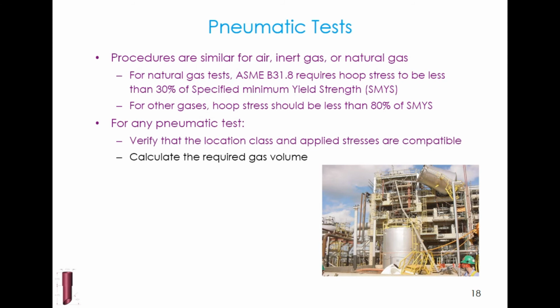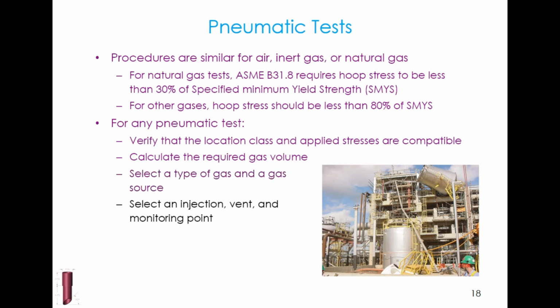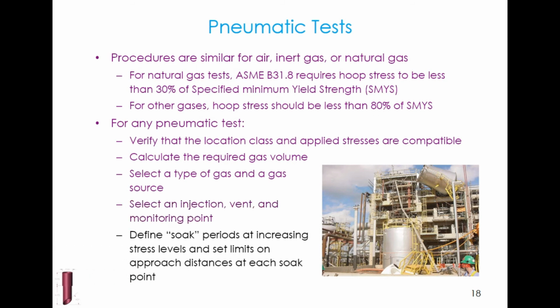You want to calculate the required gas volume, select a type of gas and a gas source. You're going to bring in an air compressor, you're going to bring gas off of another natural gas line, or you're going to bring in bulk nitrogen. You want to select an injection, vent, and monitoring point. And you want to define some soak periods at increasing stress levels and set limits on approach distance at each soak point.